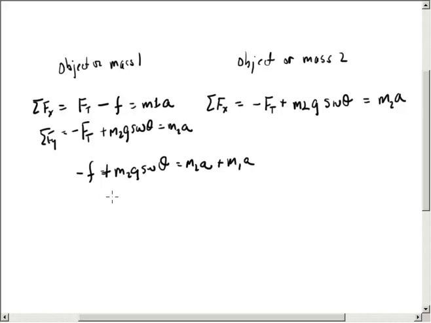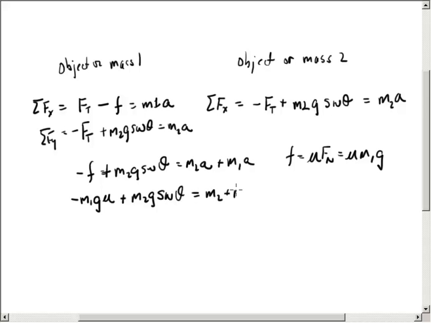And for the frictional force, we remember that F is equal to mu Fn, which will be equal to mu m1g. So we have minus mu m1g plus m2g sine theta will be equal to m2 plus m1 times a.